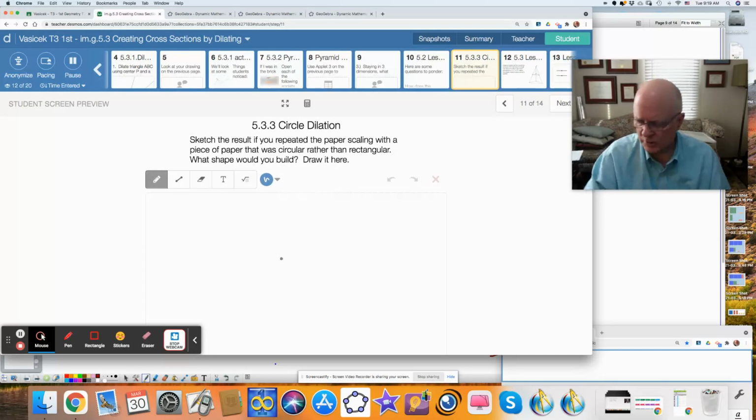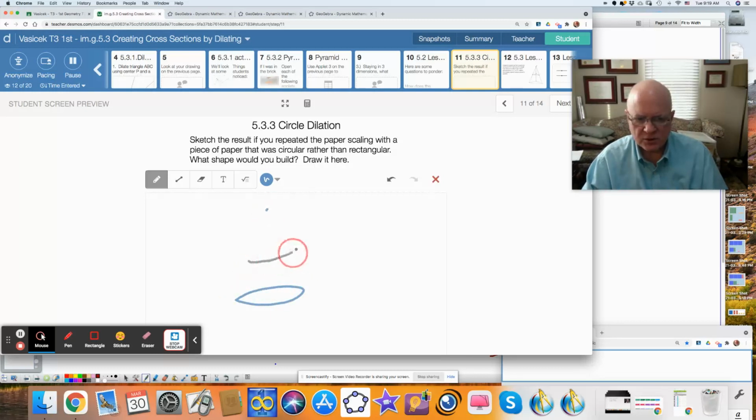And if you had a circle one, what would this look like? So if I have my original circle, I have my point of dilation, I could have another circle here, another circle here, like this. And each one of these is going to be extended along a dotted line.